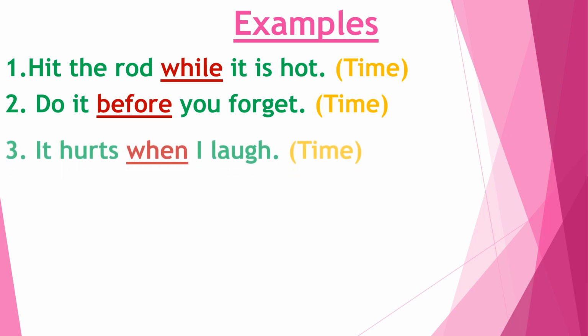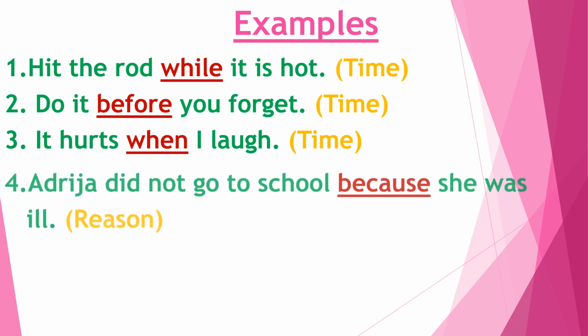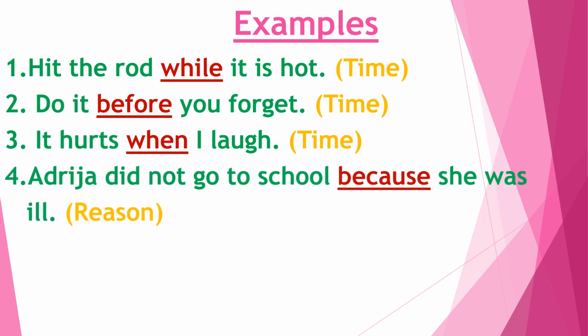Look at the third example. It hurts when I laugh. Okay, when indicates time and it indicates an adverbial clause. Look at the fourth example. Adrija did not go to school because she was ill. Look at the word because. It indicates an adverbial clause. Okay, and it also indicates reason, cause and effect.